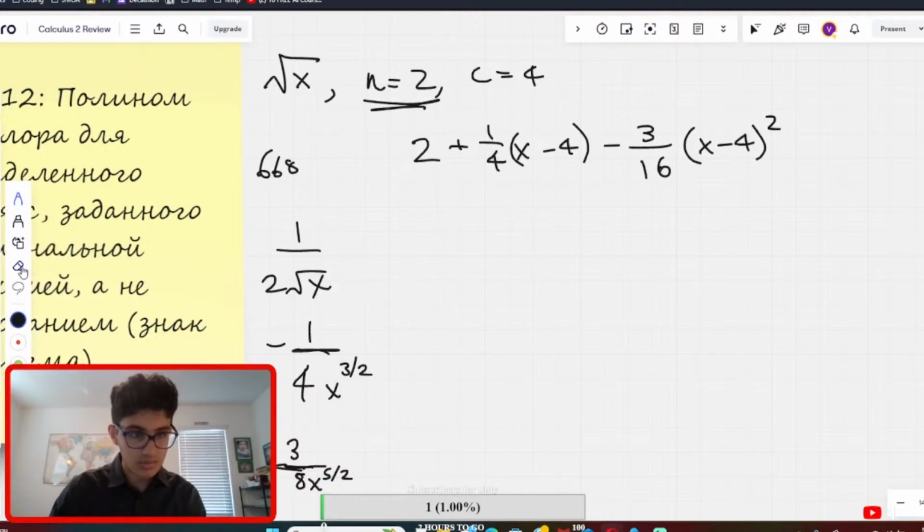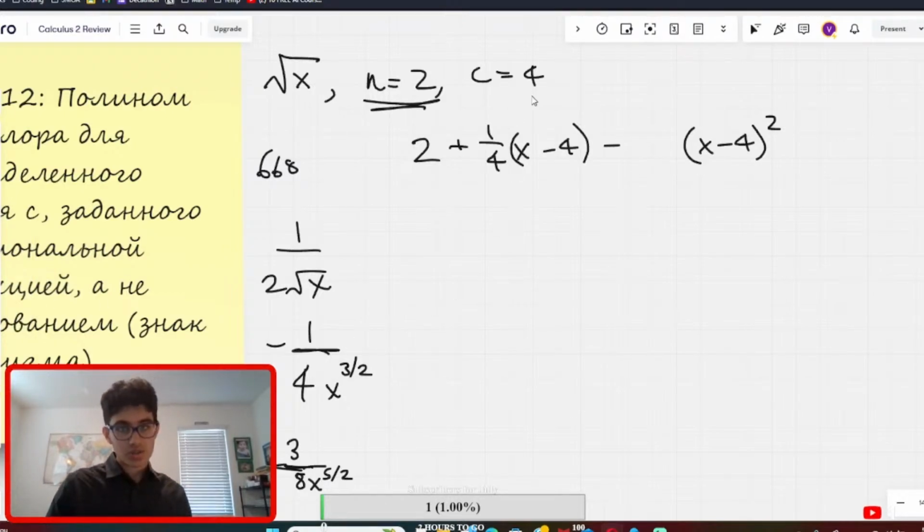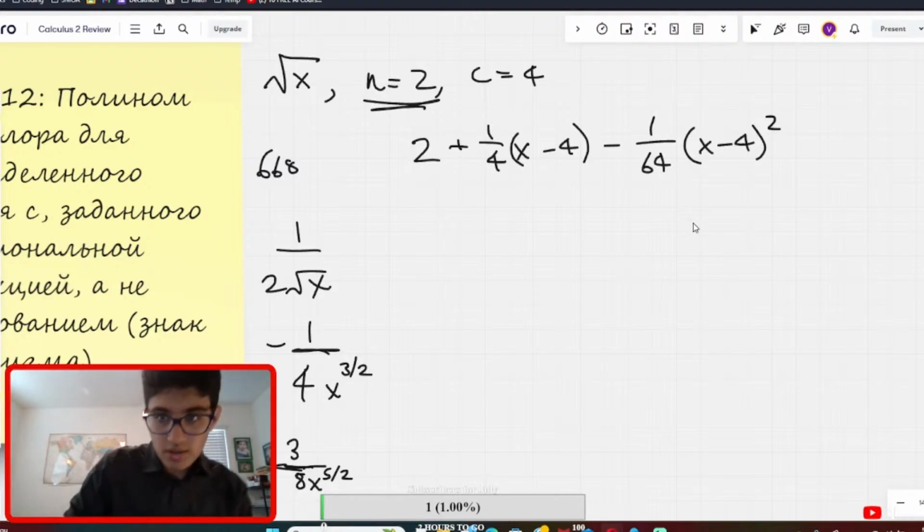Obviously, the x minus 4 will be squared only, so that's fine. Coefficient is wrong. So we just plug in 4 over here. That gives us 4. Over here we get 8, so 32, and then you divide by 2, so 64. Divide by 2 because 2 factorial, right? x minus c to the n over n factorial.